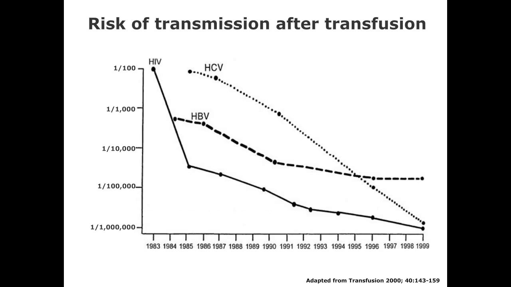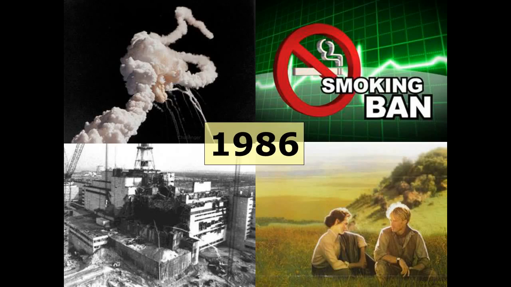Better assays meant lower risk of transmission. Because of the extremely high risk of transmission of hepatitis B, and that probably has something to do with the extremely high viral loads that are around, the risk of transmission for hepatitis B never went down as far as we enjoyed for HIV and hepatitis C. But these tests really changed the whole picture of HIV diagnosis.